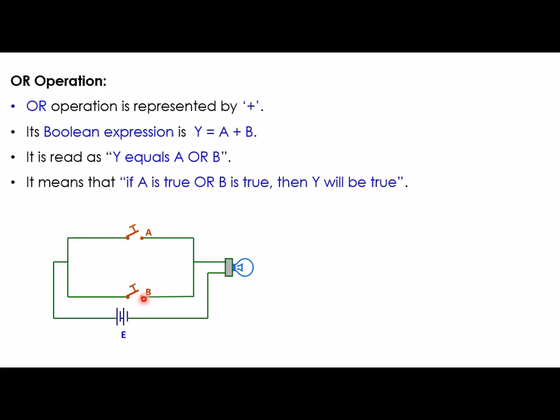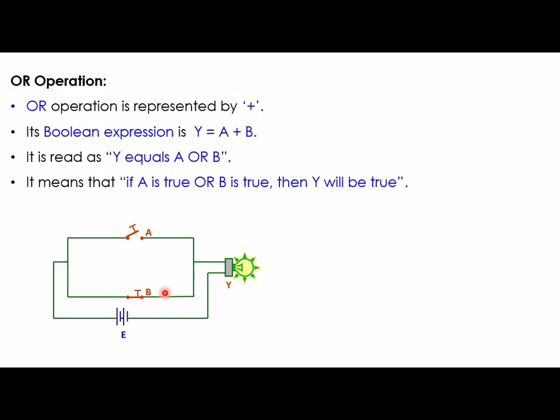Now if both the switches are off, means the switches are not connected, A is also not connected, B is also not connected. If both the switches are off, that means in zero state, then the bulb is not glowing, right? This bulb is not glowing. That means the output is also 0. If both the switches A and B are in off state or 0, then the output will also be 0.